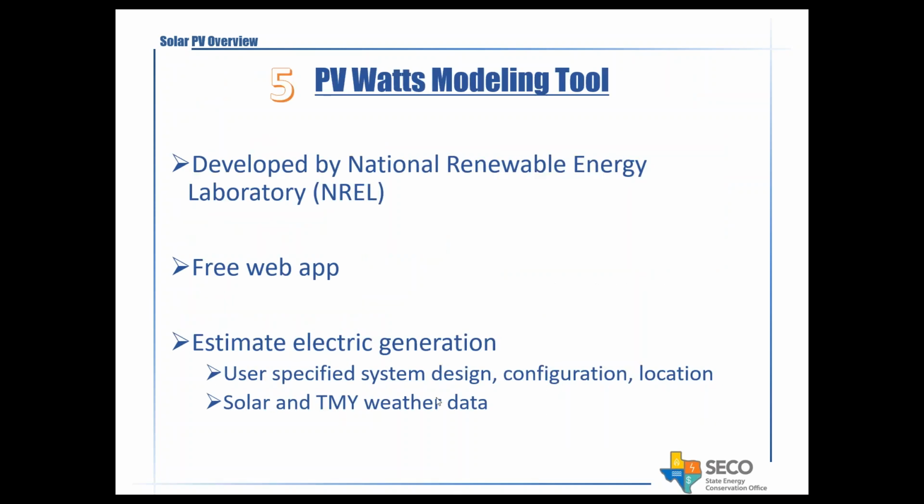So the fifth step in the feasibility process is actually modeling this energy generation, or the output. And what we usually use is National Renewable Energy Laboratory's PVWatts. It's an online web app or tool, and it's completely free, and it's pretty easy to use. And we'll have some screenshots over here to show you what the user interface looks like. But this one estimates the electric energy generation based on the user specified design, configuration, location, and then you can also select which weather data set you want to use as well.